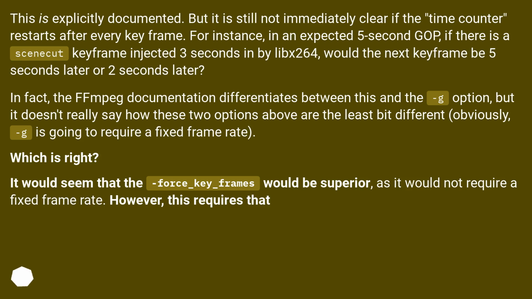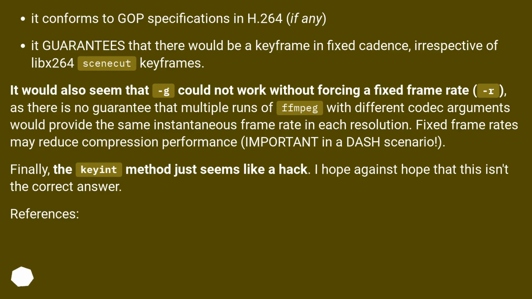Obviously, G is going to require a fixed frame rate. Which is right? It would seem that the force_key_frames would be superior, as it would not require a fixed frame rate. However, this requires that it conforms to GOP specifications in H.264, if any. It guarantees that there would be a keyframe in fixed cadence, irrespective of libx264 scene cut keyframes. It would also seem that G could not work without forcing a fixed frame rate, -r, as there is no guarantee that multiple runs of FFmpeg with different codec arguments would provide the same instantaneous frame rate in each resolution.